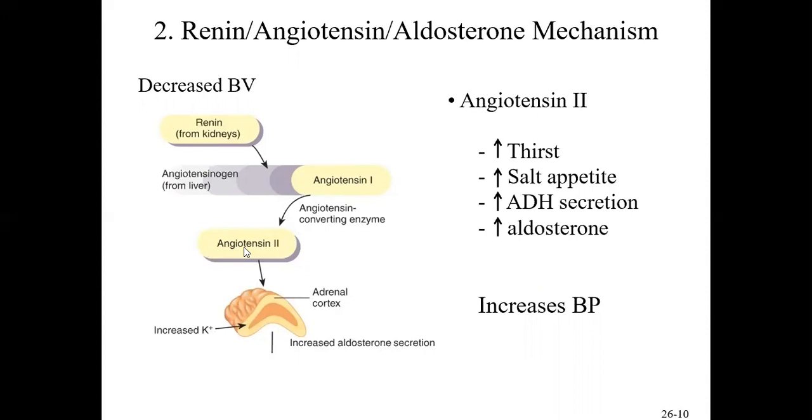So angiotensin 2 alone causes you to be thirsty. It increases your salt appetite. It increases how much ADH you're secreting. That helps you to retain more fluid, and eventually causes your aldosterone from the adrenal cortex to be released. So all these things work together to try to increase your body fluids, to help you gain water. And that in turn will cause your blood pressure to balance back out, hopefully, and go back up if it was low. So the RAS mechanism is the second way to balance water gain.